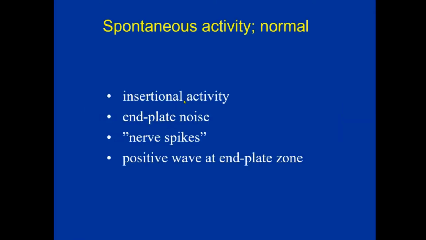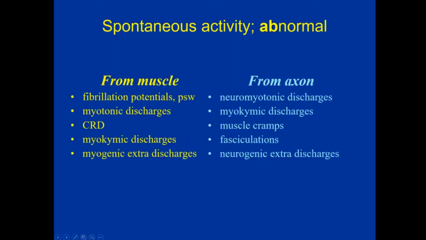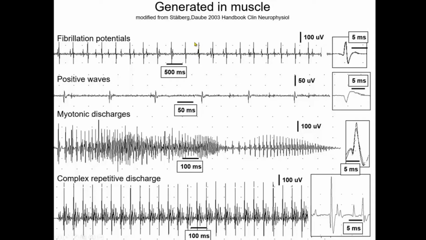We have normal spontaneous activity as insertional activity, end plate noise, nerve spikes, and positive waves at the end plate zone. And we have abnormal spontaneous activity, either generated in the muscle: fibrillation potentials, myotonic discharges, complex repetitive discharges, and from the axon: neuromyotonic discharges, myokymic discharges, fasciculations, neurogenic extra discharges. And here we have some examples well known to all of you.